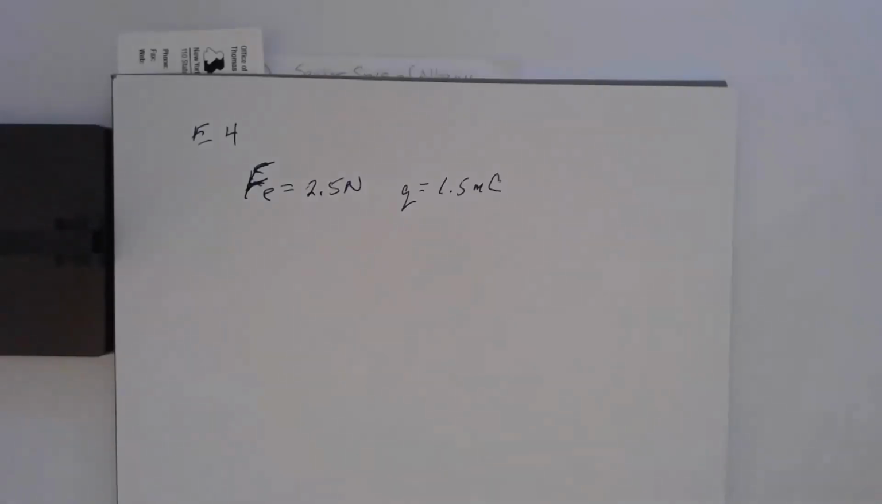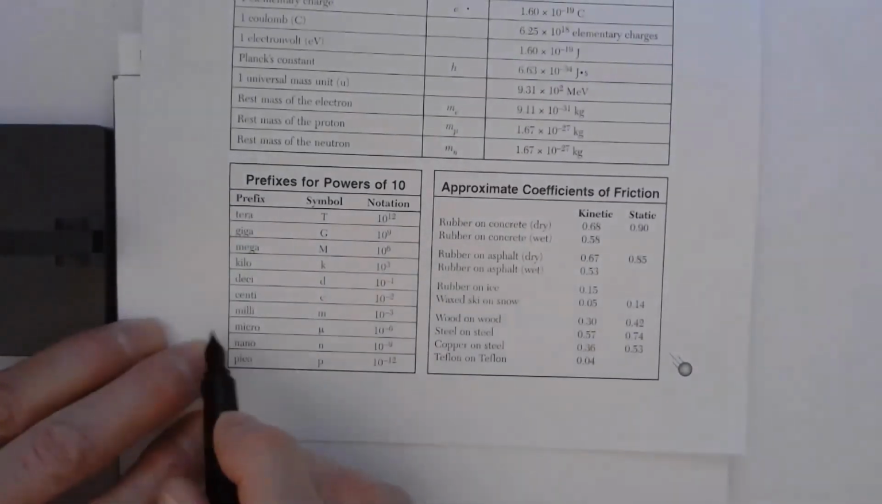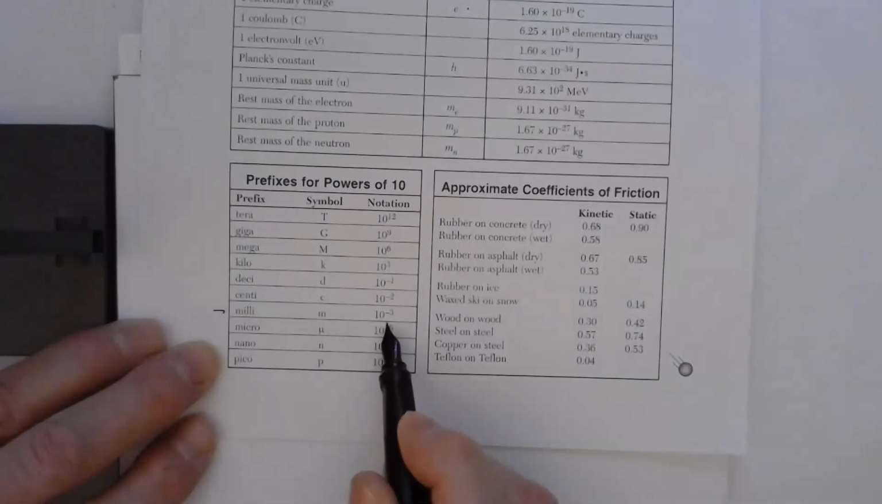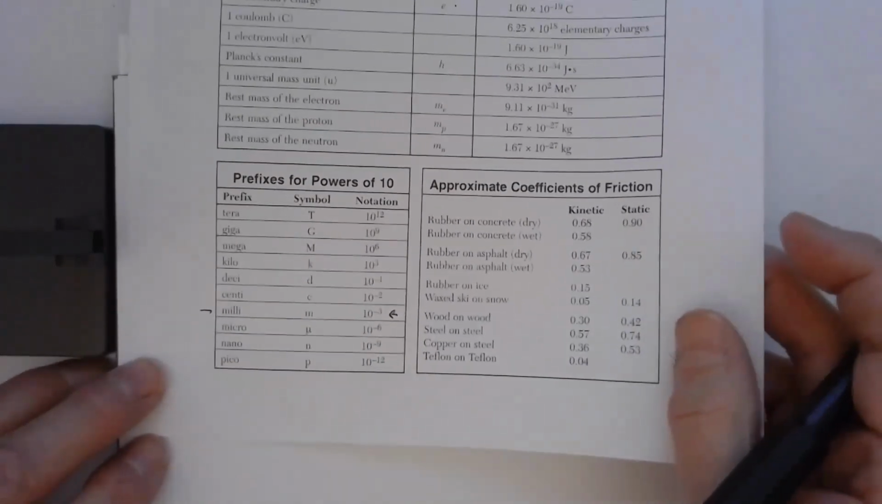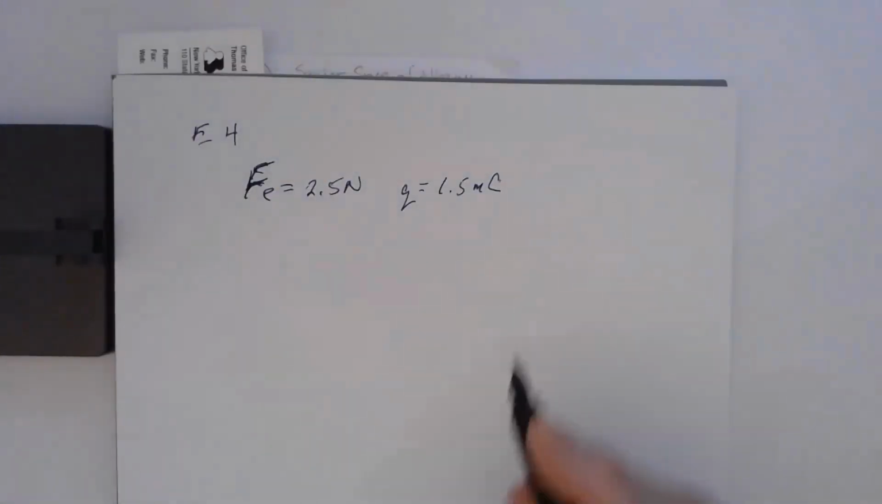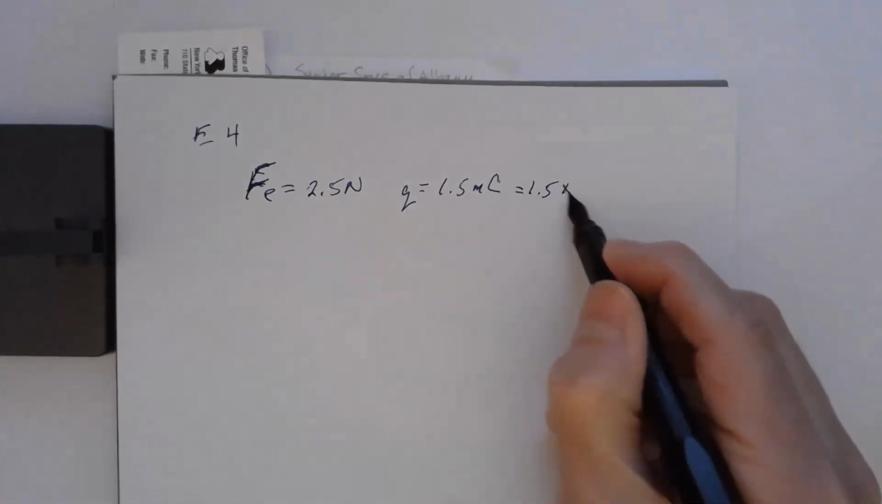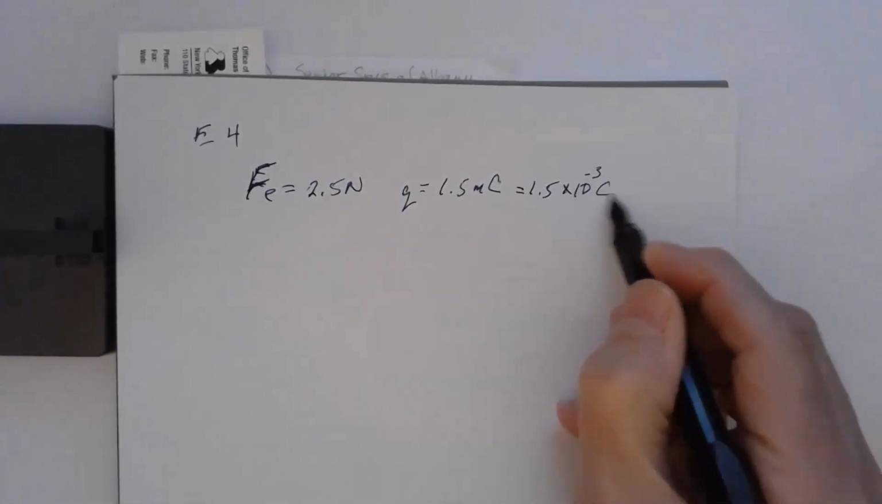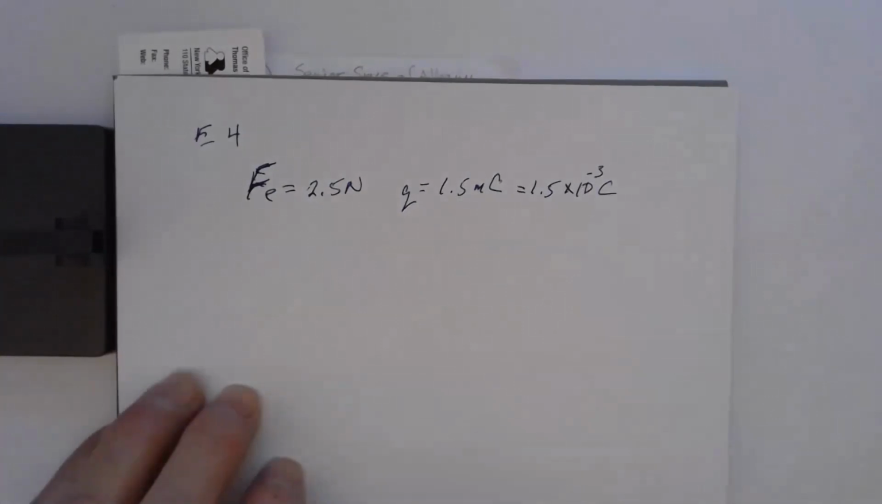And you can see here, we got a problem. Millicoulombs, we have to get that in coulombs. On the front of your reference table, you'll notice that milli is 10 to the negative 3. So all you have to do is replace the prefix with the value. So this is equal to 1.5 times 10 to the negative 3 coulombs. These are about the only tricks you can find in this formula. You have to be aware that it must be coulombs.